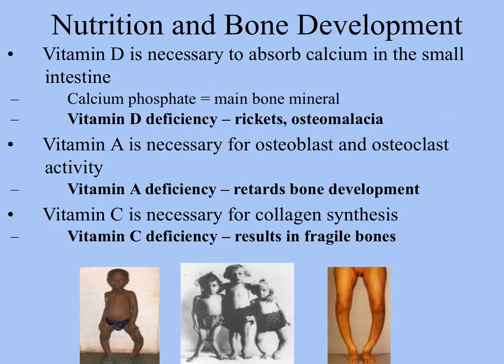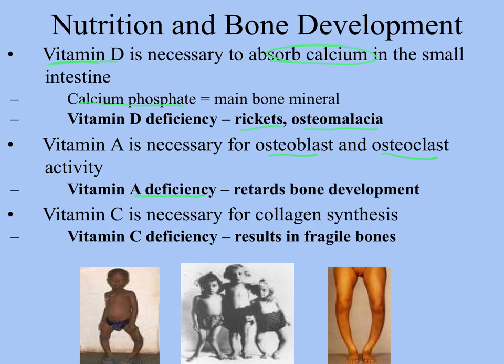Now, as far as bone development in children that are still growing, vitamin D is absolutely necessary so that we get enough calcium to deposit into bone so they become nice and hard and protective. If we don't have enough vitamin D, then we're not going to have enough calcium in our body, and that could lead to conditions such as rickets or osteomalacia, where we don't have proper development of bones and they become soft, leading to malformation. Vitamin A is necessary for osteoblast and osteoclast activity, so that bone remodeling.